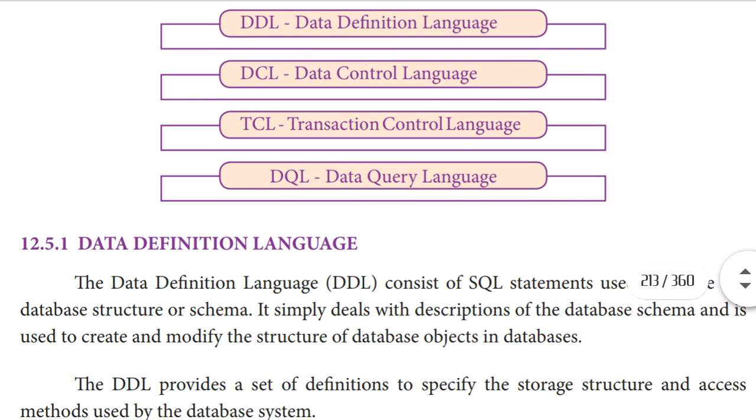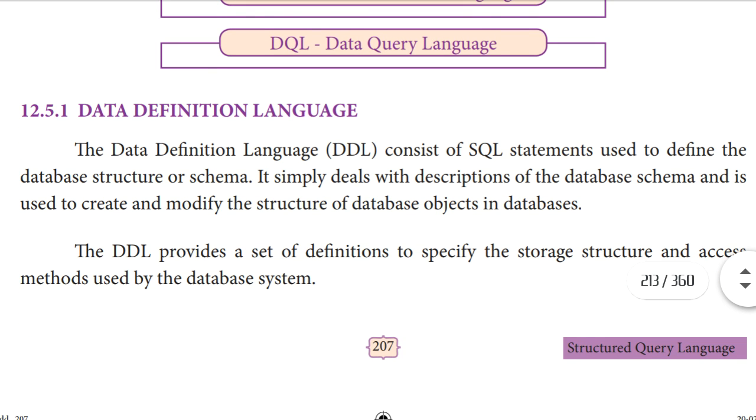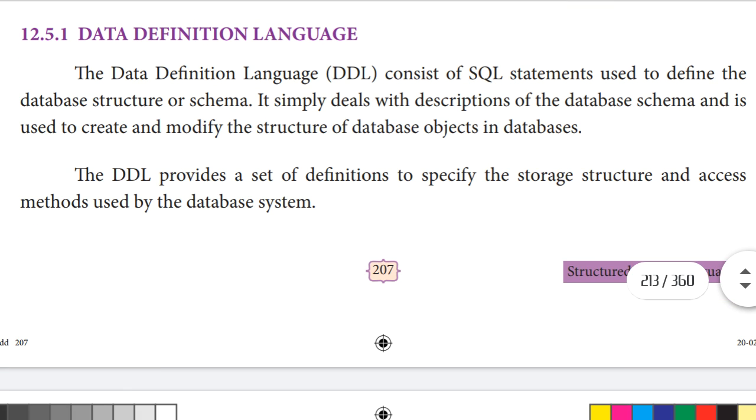First we are going to see about data definition language, that is DDL. The data definition language consists of SQL statements used to define the database structure or schema. With the help of DDL commands we can create the structure of the table. The table is what they call a schema.